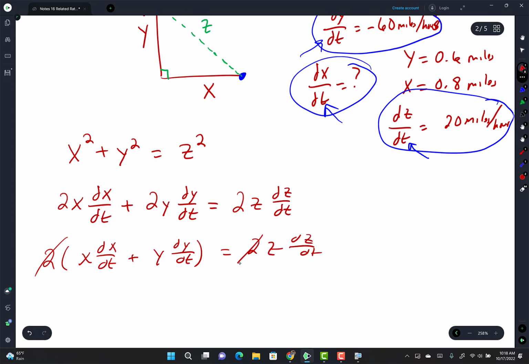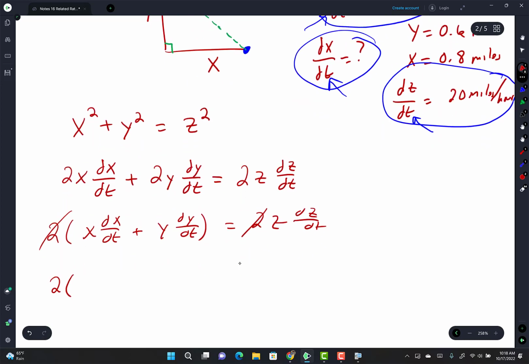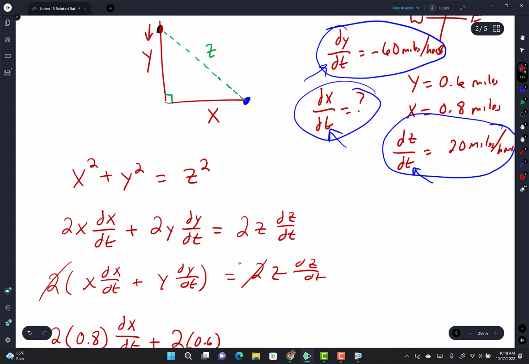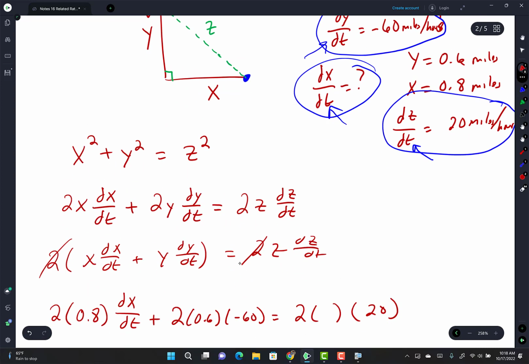I'm going to insert what I have. 2 times what is my x value? 0.8 times dx/dt, which I do not know. That's what I'm trying to figure out. Plus 2 times my y value, 0.6, times my dy/dt, which is negative 60, equals 2 times my z, which I don't have yet but I can get, times my dz/dt, which is 20. How do I get the z?